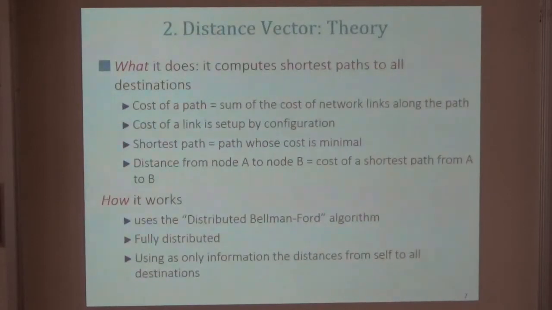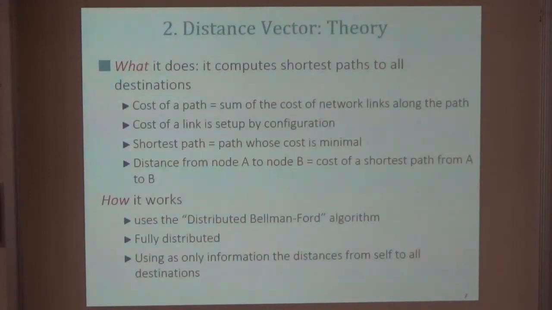But the routing that we're interested in today is more distance vector routing. What distance vector routing does is compute a path to the destination, and the path is by choice or by design the shortest path, shortest according to some metric. The cost of a path, the metric of a path, is the sum of the costs of the links that constitute the path. And what is the cost of a link? Well, that depends on configuration.